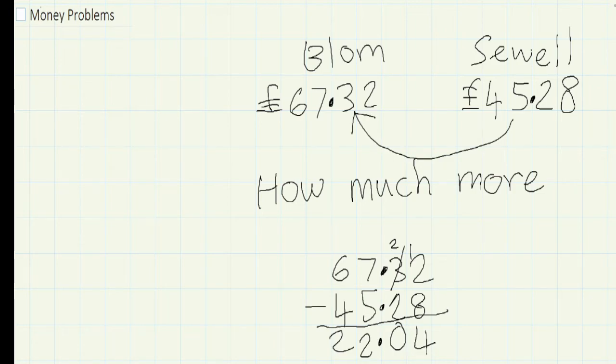So let's check what we've done. Mr. Blom had £67.32. Mr. Saul had £45.28. How much more does Mr. Blom have? Well, he does have some more. So we did Blom's amount, take away Saul's amount. We got £22.04. Mr. Blom had £22.04 more. So how much more is a minus? And remember that how much more, how many more, how much faster, how much slower, how much warmer, how much colder, all these things are actually minus questions.